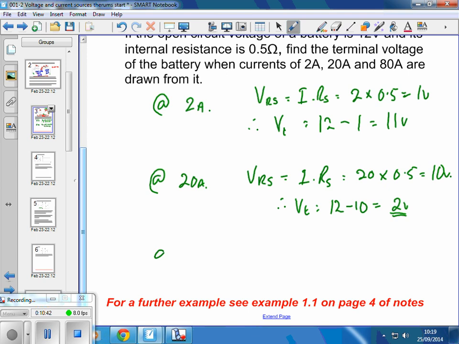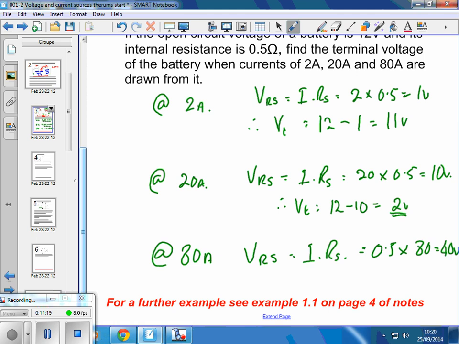At 80 amps, VRS is still I times RS, 0.5 times 80, 40 volts. What do you think about that? Because now, when we do 12 minus 40, you get a negative voltage. That's showing there's a limit to this source that it won't go beyond. Will not deliver that current. Okay.